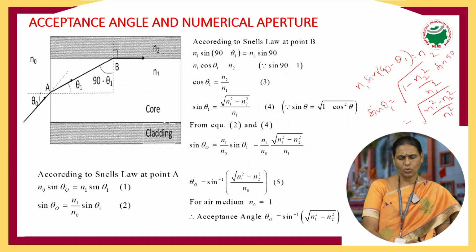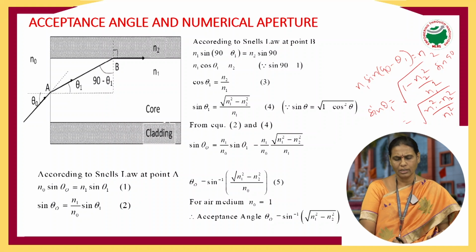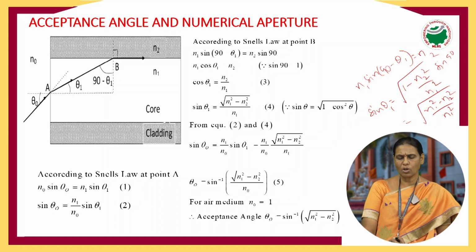Equation 2 is sine theta naught is equal to n1 by n naught into sine theta 1. From both these equations, you can check this equation, that is equation 2. Sine theta naught is equal to n1 by n naught sine theta 1, and sine theta 1 is nothing but root over n1 square minus n2 square by n1. We wanted to express it in terms of acceptance angle, so theta naught is equal to sine inverse of under root of n1 square minus n2 square by n naught.